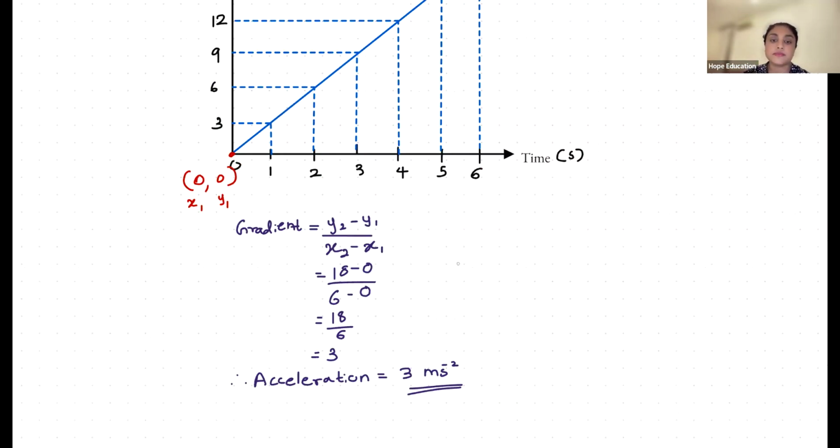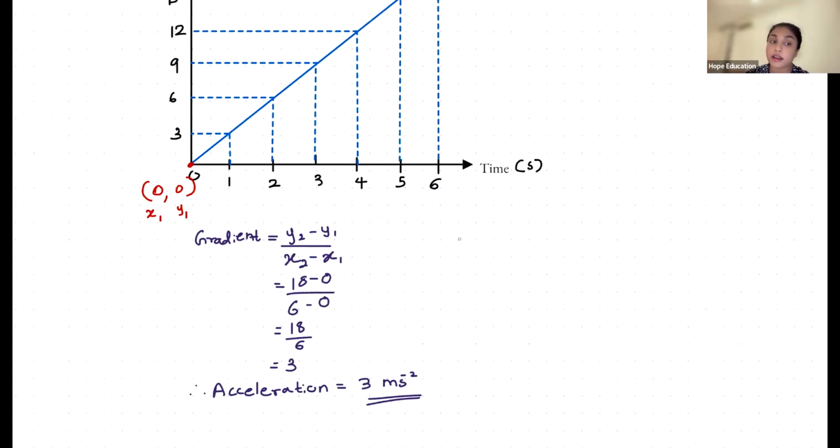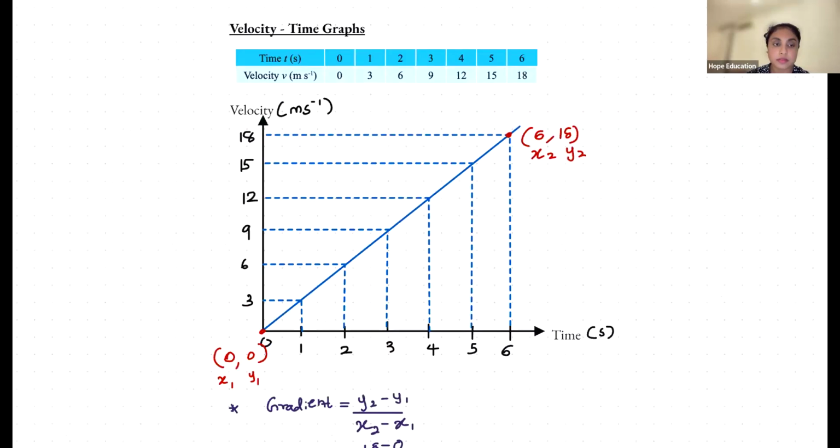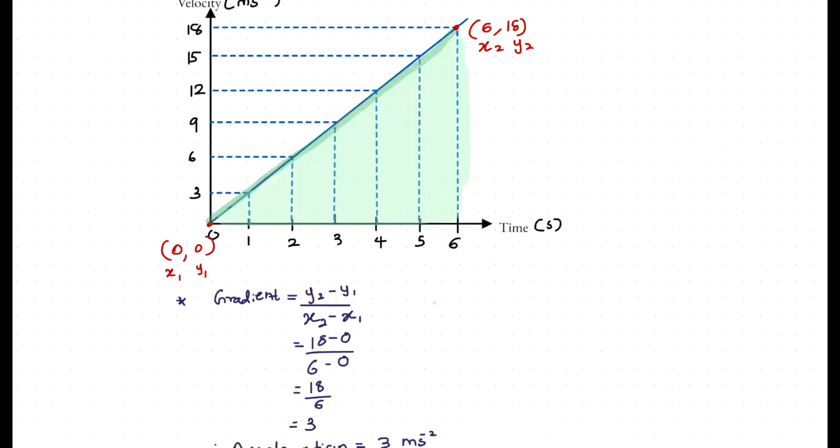Okay. Then, something important. In a velocity time graph, now this is the graph. If I want to calculate the area under this graph, the area beneath this graph, right, area under the graph. So what is the shape of this part? What is the shape of this area under the graph? Triangle. It's a triangle, yes.